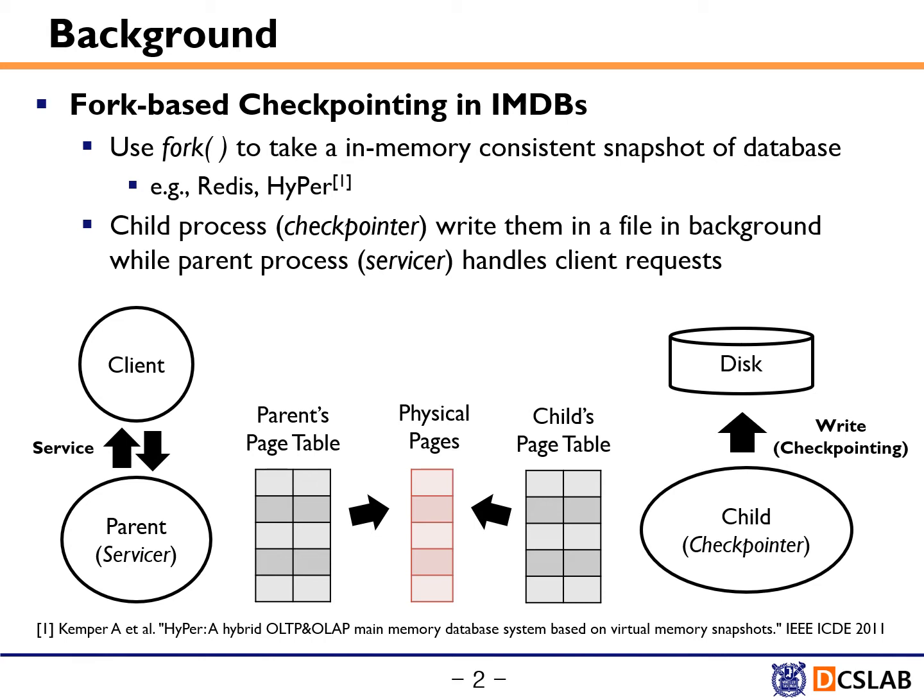Long-running applications, especially in-memory databases, require a constant checkpointing scheme for fault tolerance. For example, Redis and HyPer use a fork system call to take an in-memory consistent snapshot of point-in-time data. As you all know, the fork system call creates a child process sharing a copy-on-write mapping with its parent process. So after fork, the parent process can handle client requests while the child process traverses and writes data to a file in the background. Due to this behavior, we call the child process the checkpointer and the parent process the servicer.